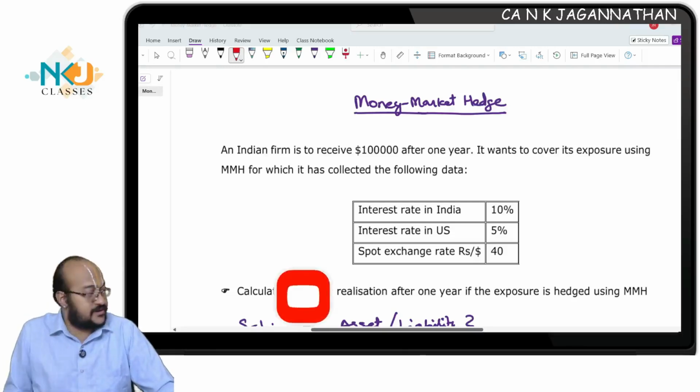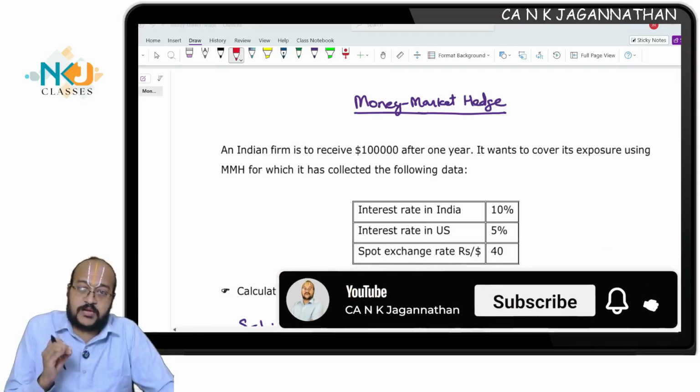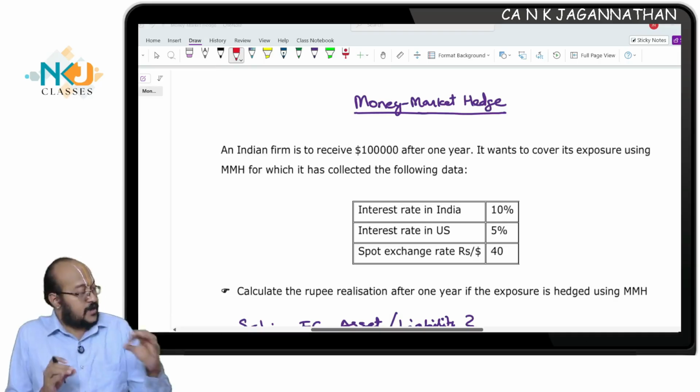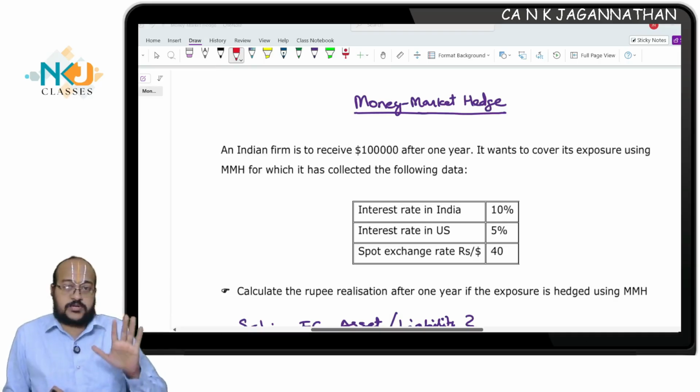Today we are going to discuss yet another important topic, that is money market hedge from the chapter Forex exposure. We will understand money market hedge through this question. The concept I will explain through the numbers.